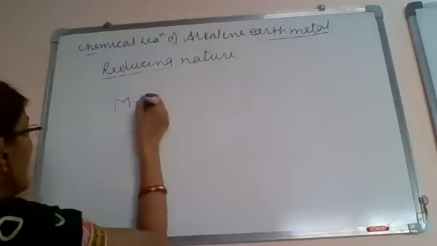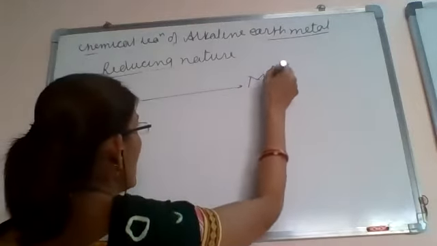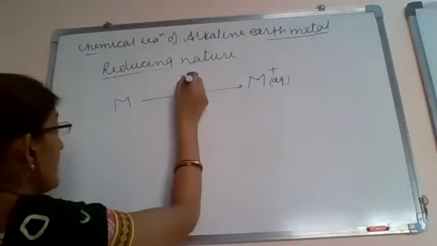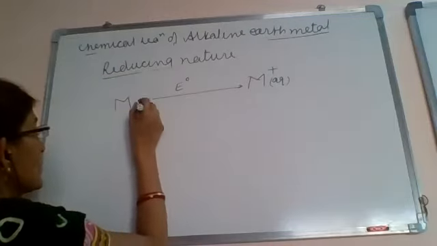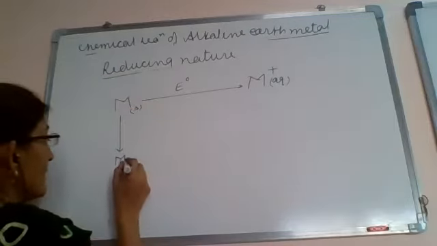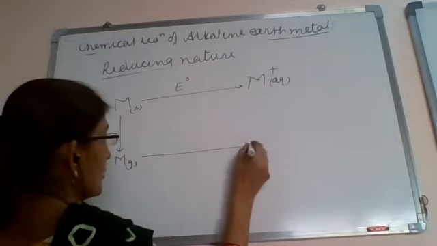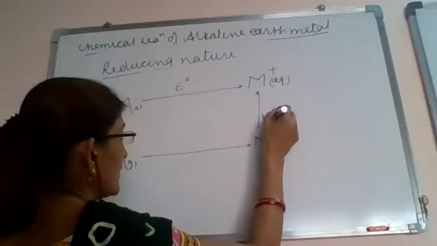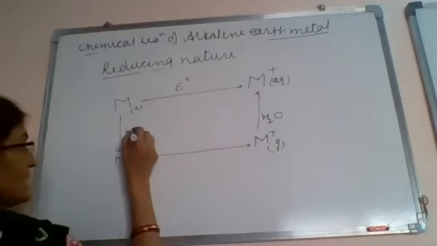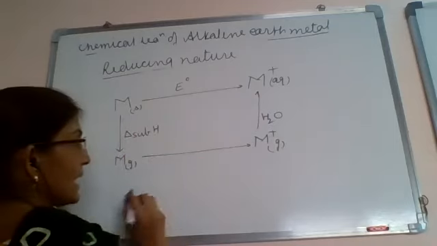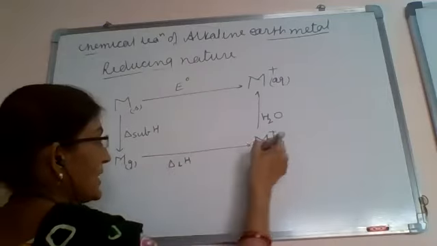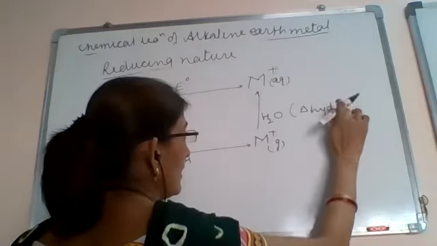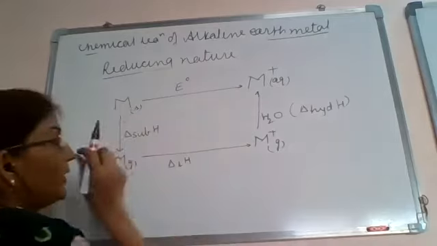This is metal. It is converted into M plus aqueous. Okay? Its value is called E naught. First, this solid is converted into gas. Gas metal is converted into metal ion. And when it is dissolved in water, it is converted into aqueous. The enthalpy here is sublimation enthalpy. The enthalpy here is ionization enthalpy. And the enthalpy for this process is hydration enthalpy. And the overall value is called E naught.